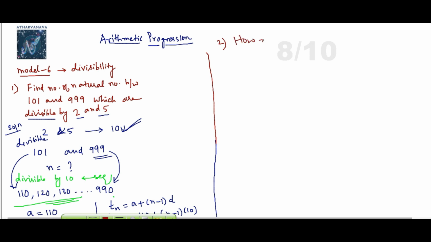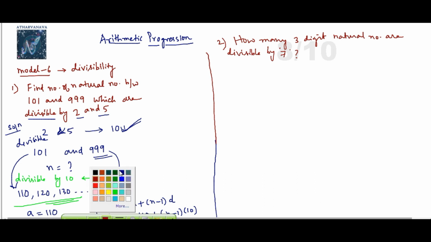Simple question. How many 3-digit natural numbers are divisible by 7? Do you find any data when you look at it? No. All you find is only some 7 is visible, some 3-digit natural number is visible, and it should be divisible by 7. But that's it. That's all we need to know.